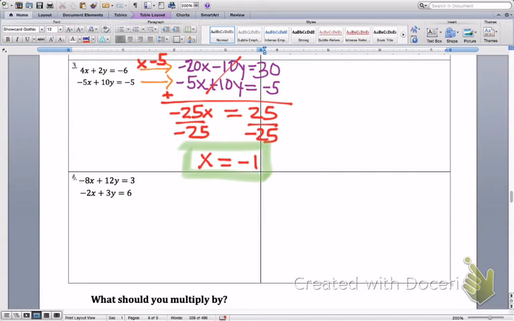Now we're going to plug in a negative 1 either into the first equation or the second equation. It does not matter which one you choose. I am going to choose the first one for this one. So I'm going to have 4x.